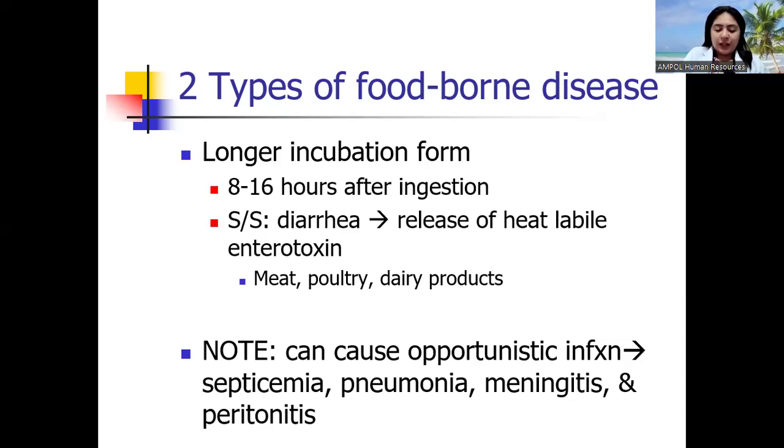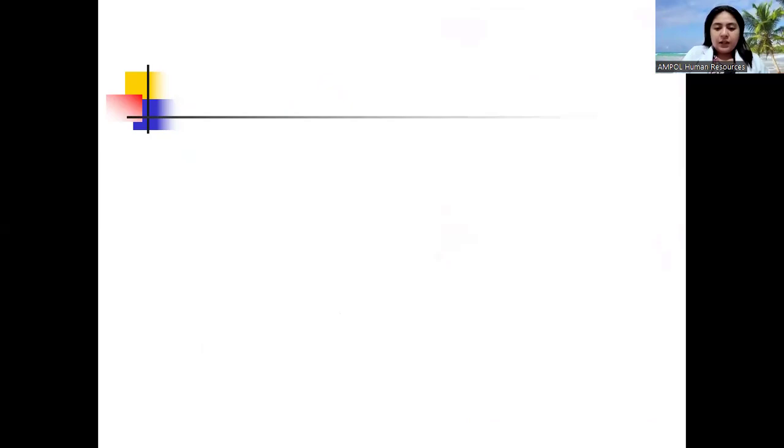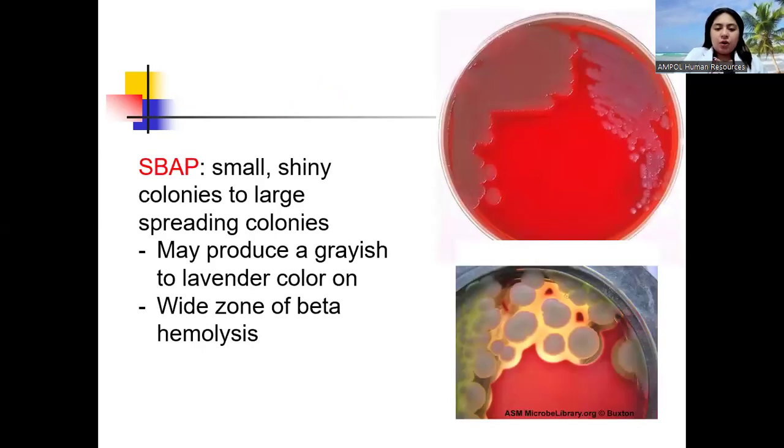meningitis, and peritonitis. So sa sheep's blood agar, they are small, shiny, and spreading colonies and may produce grayish to lavender color. And a characteristic niya is the wide hemolytic pattern or beta hemolysis. So, clear gid ang agar guys, basta naay hemolysis. Kaya lang pag tubo na to, di ba, sa mga strep, kaya walay hemolytic pattern. So, yun.